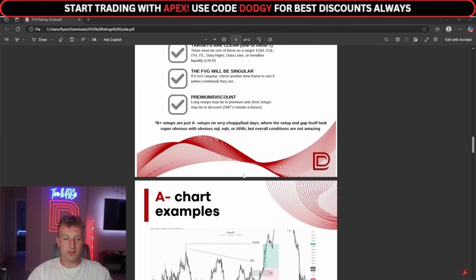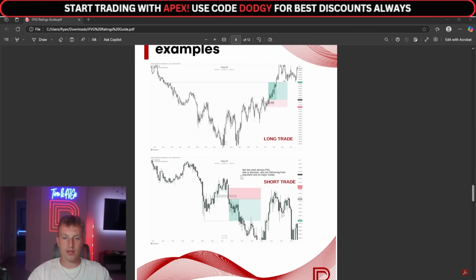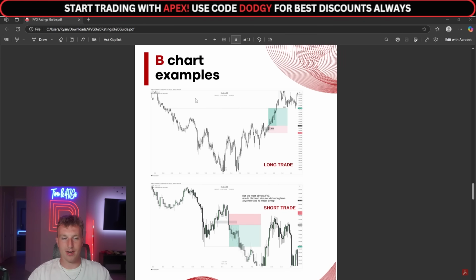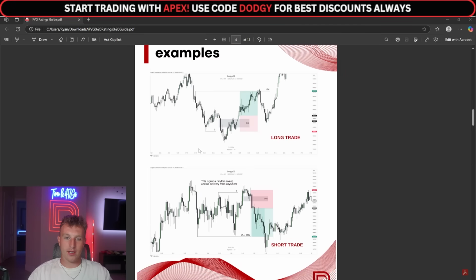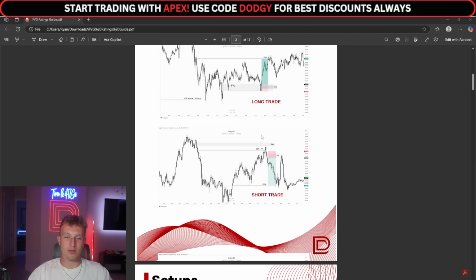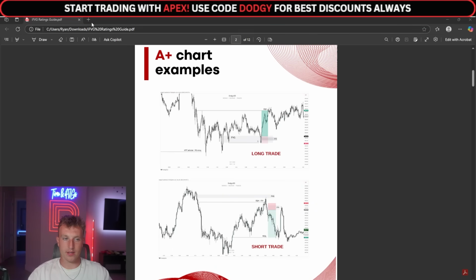Now, do the B setups win? Yes, they do, but they win when your bias is right. So if you want the highest win rate, you're going to need to know the bias, narrative, and context surrounding the trade, and then you can take the B setups. If you want the highest win rate without any narrative, then the A+ setups are probably going to be best for you, which looks something like this.